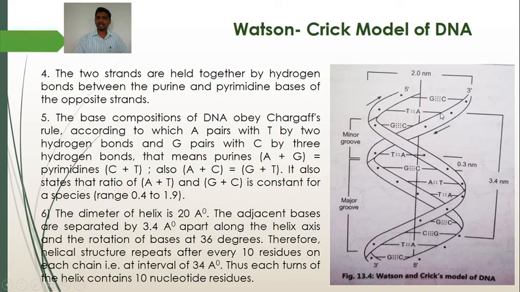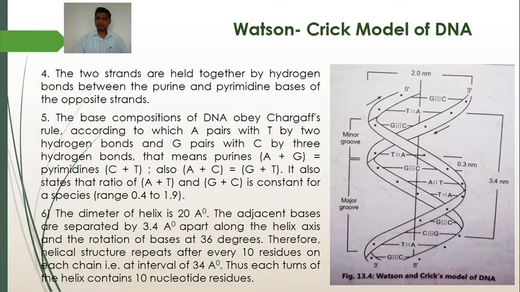Next to this, the two strands are held together by means of hydrogen bonds between purine and pyrimidine bases of the opposite strand. So G binds with C by means of 3 hydrogen bonds, T binds with A by means of 2 hydrogen bonds, or vice versa. The base composition of DNA obeys Chargaff's rule, according to which A pairs with T by 2 hydrogen bonds and G pairs with C by 3 hydrogen bonds.